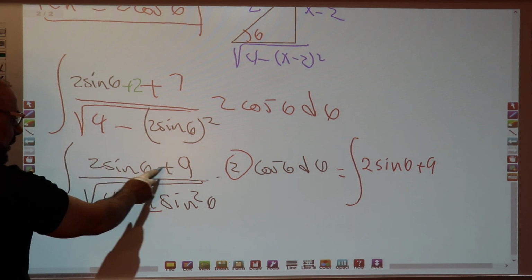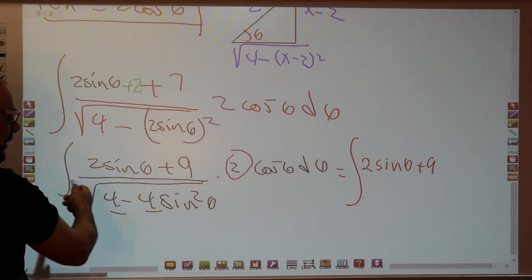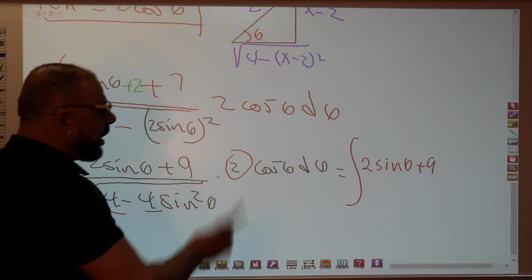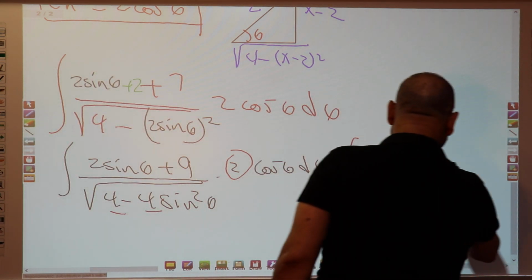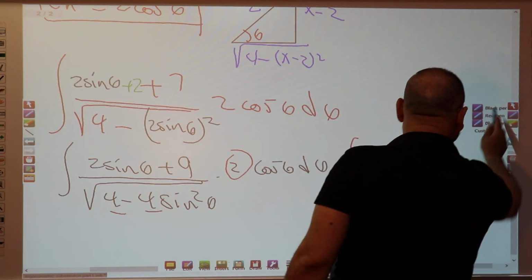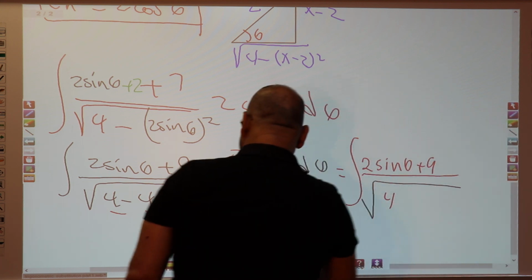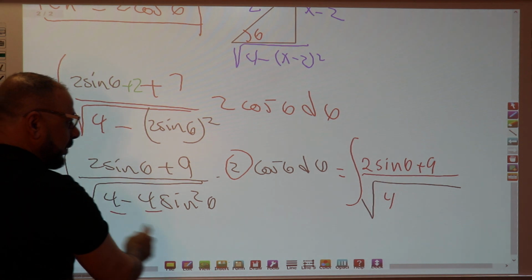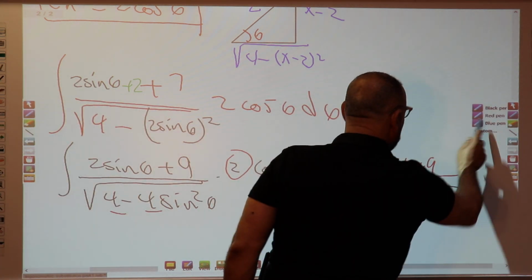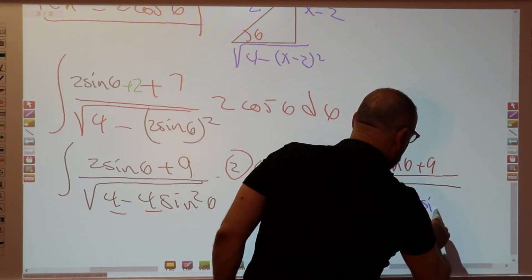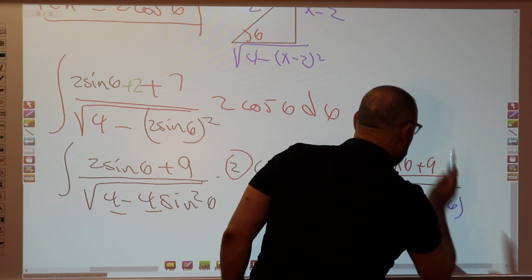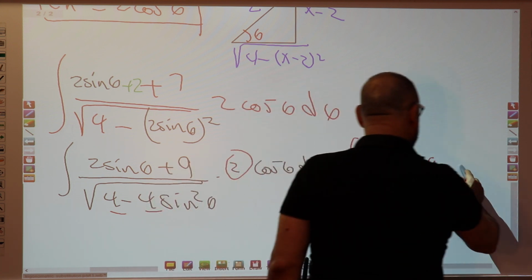But 2 plus 2, I can do 2 steps if you want, guys. No, I'm going to leave it. 2 sine theta, 4 here, right? And 1 minus sine squared theta. And 2 cosine theta.